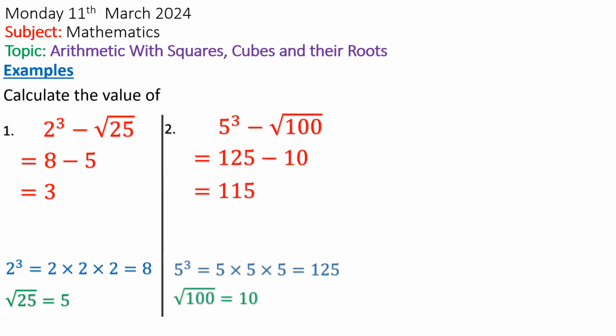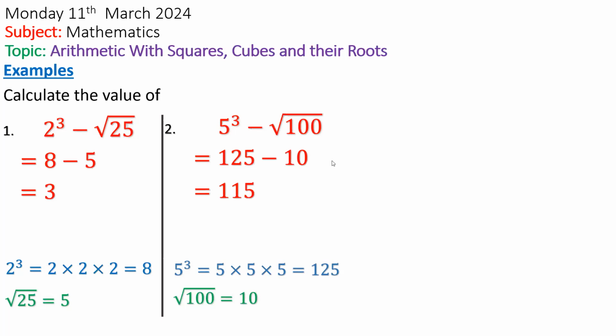Okay, so what we have to do is 5 cubed, which is 5 times 5, which is 25, times another 5, gives you 125. So 5 cubed is going to be 125. And then we do the square root of 100, which is going to be 10. And when we subtract the 10, we get 115. Let me know if y'all understand that, please.